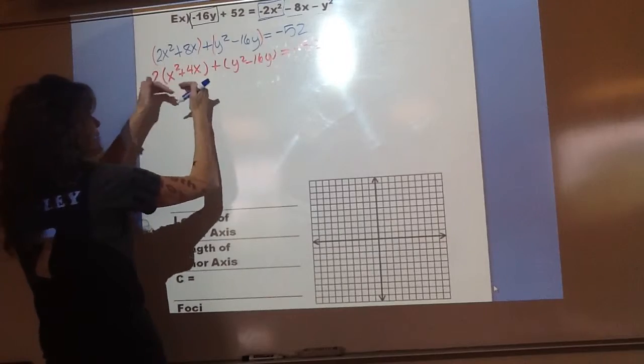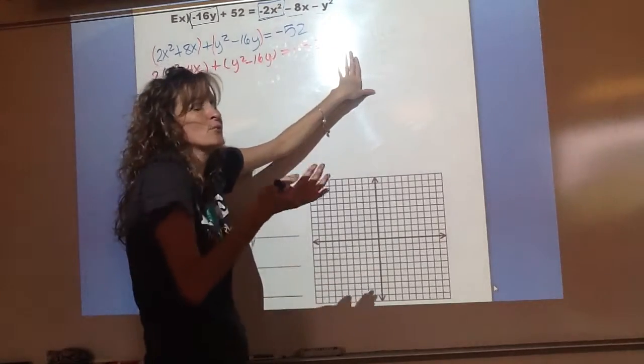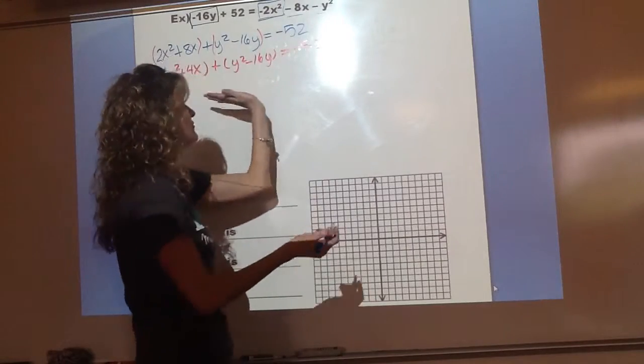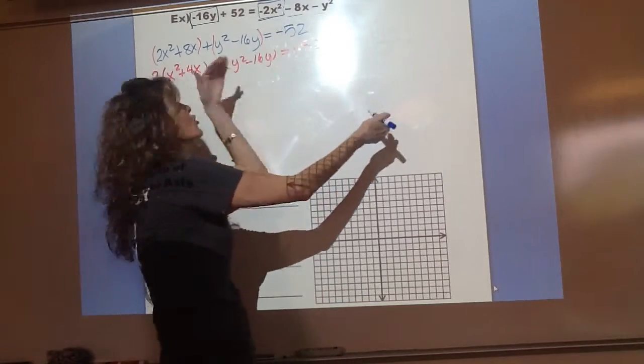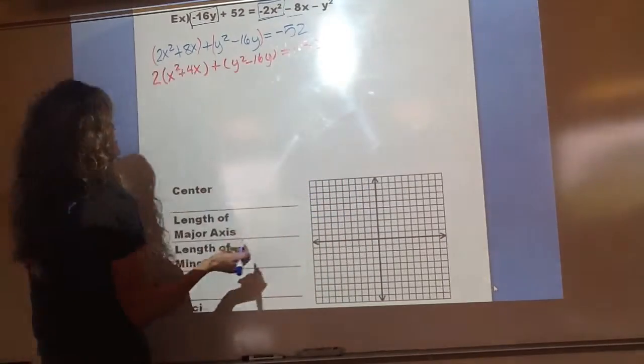Remember, whatever I add on this side, I also have to add on this side. If you don't, you're going to get it wrong. This is a balanced scale. Whatever you add over here, you have to add over there. Whatever you subtract over here, you have to subtract over there. So you have to do it to both sides.